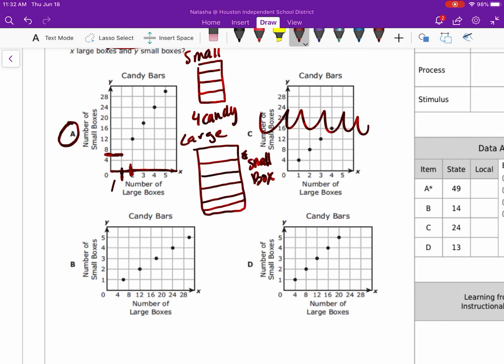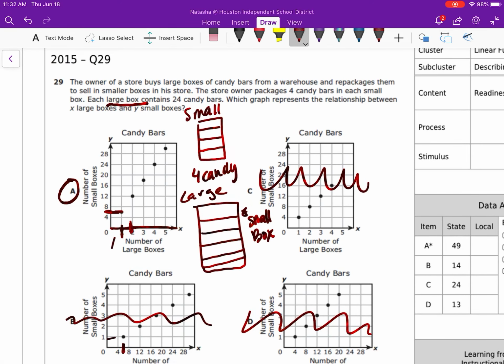B is if you switched the large into the small, because we have 1 and then the large number of small boxes, we have 6 here. So that's not going to work. And then D, it's also if you switched. Okay, so our answer choice is A.